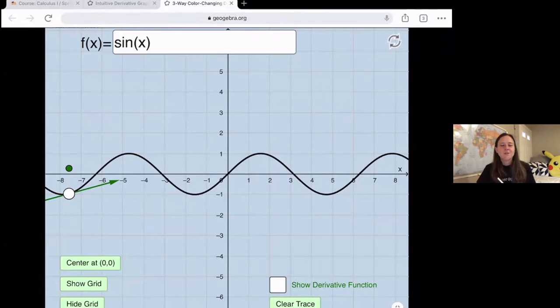I'm back here in our GeoGebra applet we used for graphing the derivative of a function, and I'm going to use it to take a guess at what the derivative of the sine function might be. So remember what this is doing, it's taking the slope of the tangent line and plotting it as a y-coordinate so we can see what the derivative looks like.